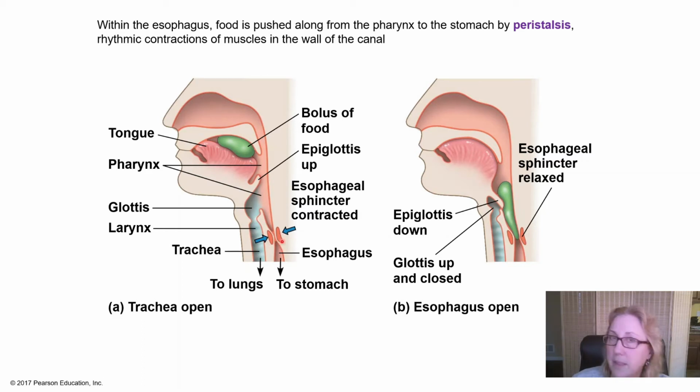Now, some people can learn to control this a little bit, and these are the people who can burp on command. They have trained themselves to be able to suck air down into their stomach deliberately. So that's something you can work on for when parties start happening again.